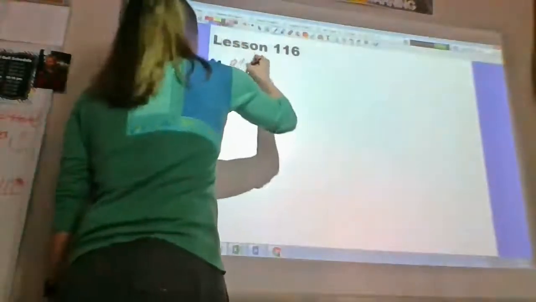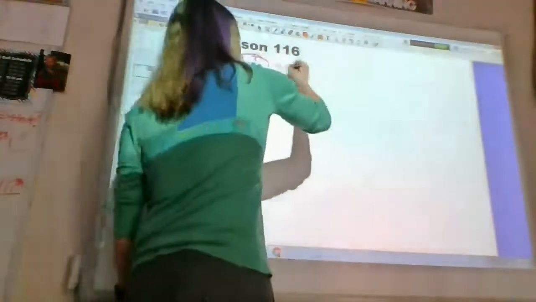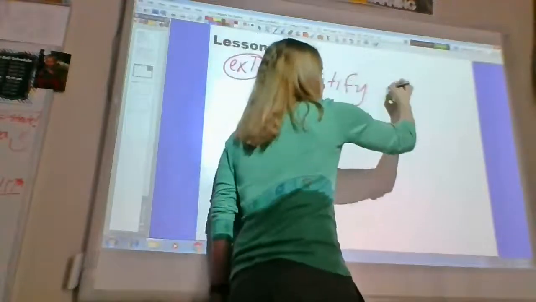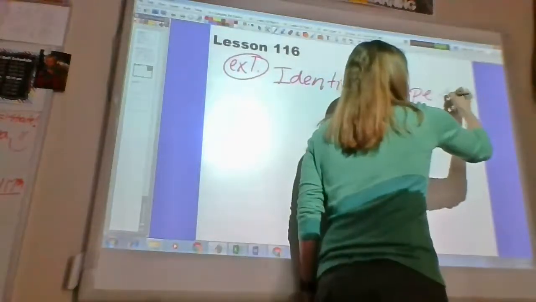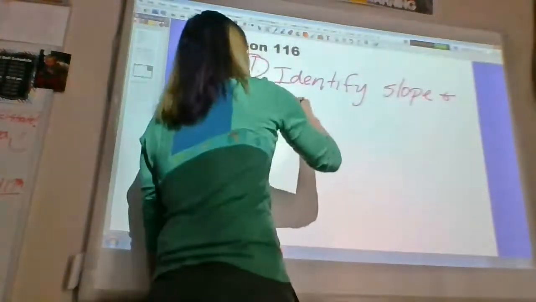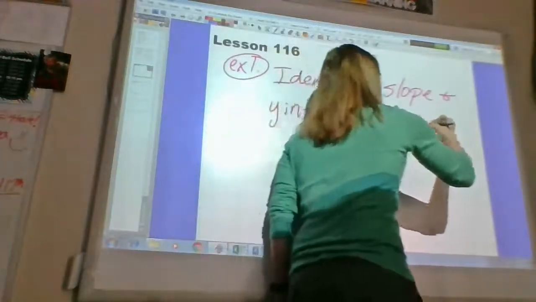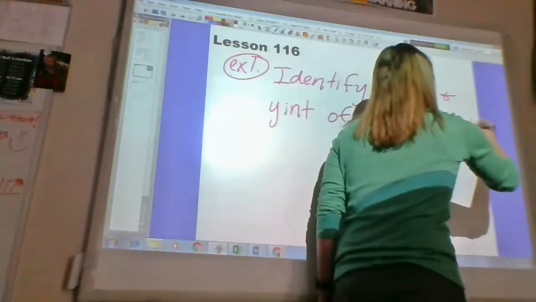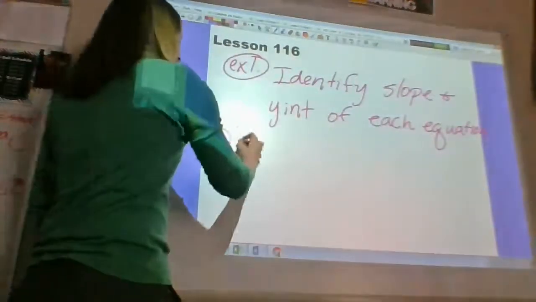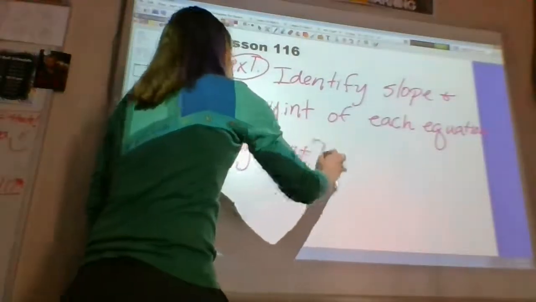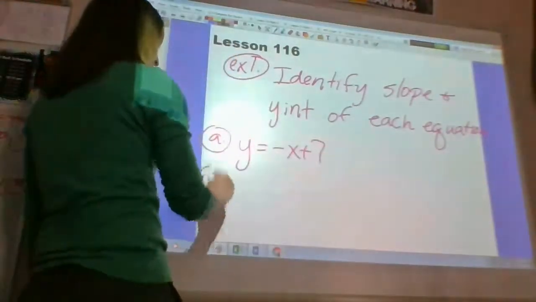Example 1. Identify the slope and y-intercept of each equation. So, here's our first equation. Here's our second and our third.